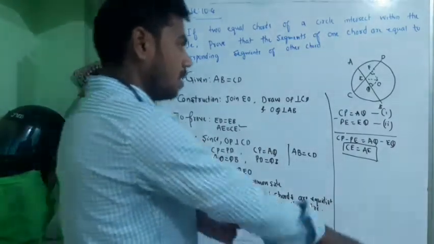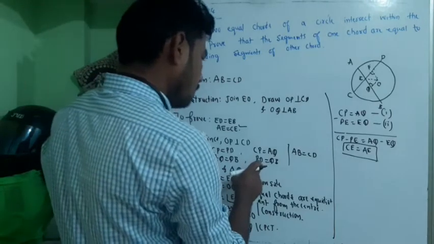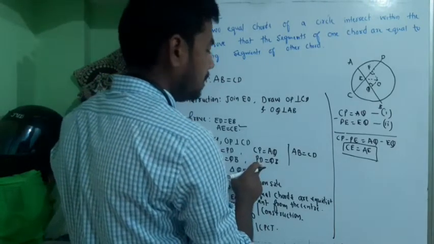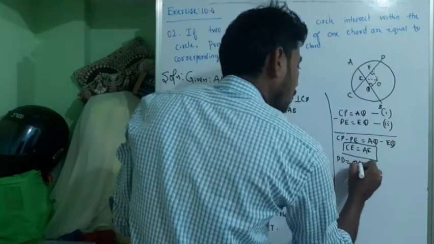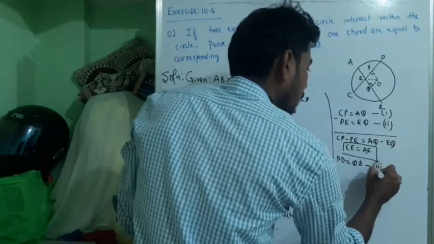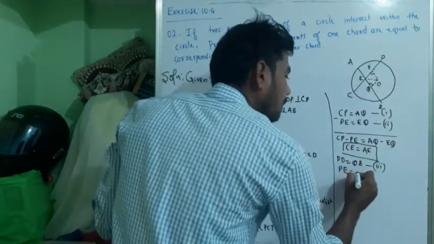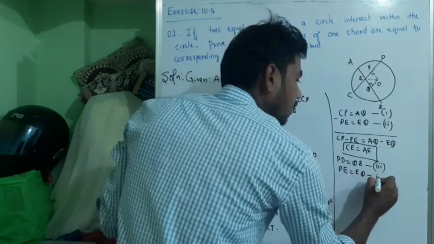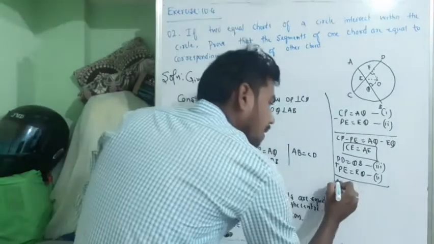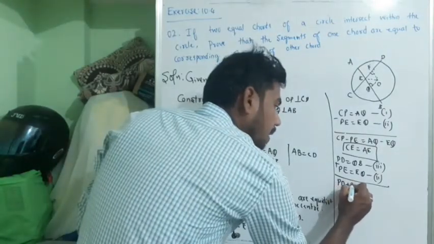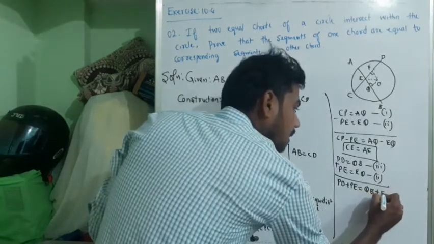Next, we know that PD is equal to QB. We will call it equation number 3. And already we know that PE is equal to EQ, which is equation number 2. Add them. Once we add, PD plus PE is equal to QB plus EQ.